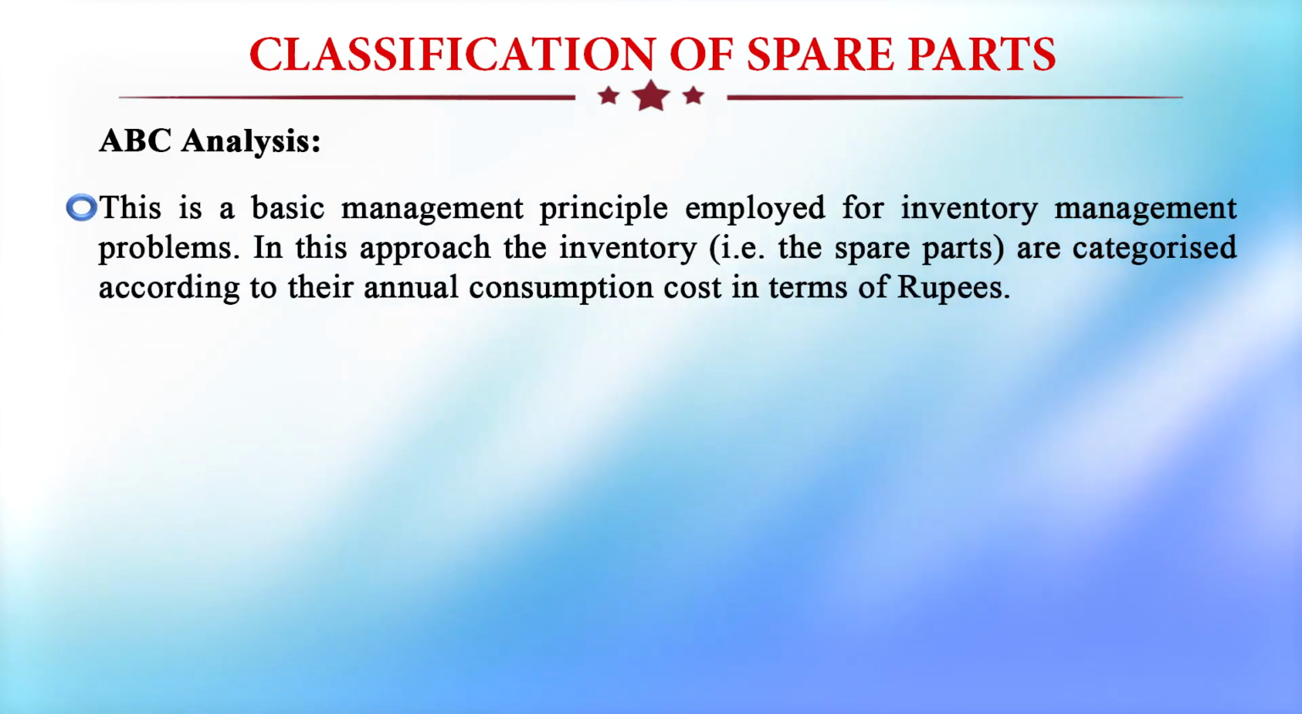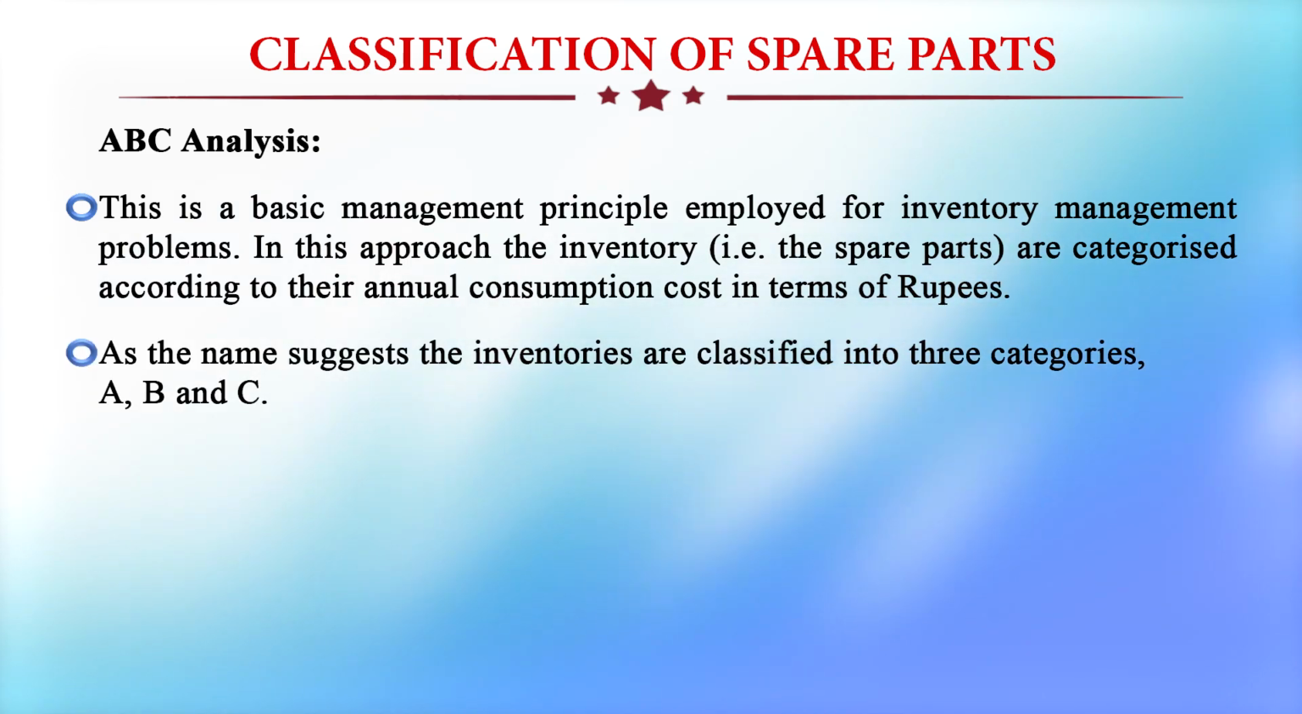ABC classification of materials, ABC classification of spare parts. This is a basic management principle employed for inventory management problems. In this approach, the inventory is categorized according to annual consumption cost in terms of rupees. In this ABC analysis, all the materials are classified into A class items, B class items and C class items. As the name suggests, the inventories are classified into three categories, A, B and C.